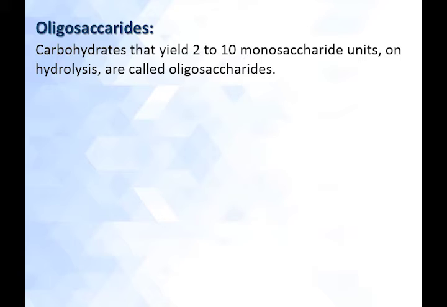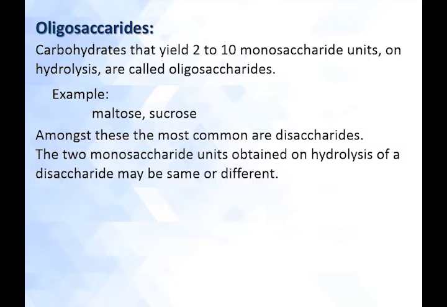Oligosaccharides. Carbohydrates that yield 2 to 10 monosaccharide units on hydrolysis are called oligosaccharides. Example, maltose and sucrose. Among these, the most common are disaccharides. The two monosaccharide units obtained on hydrolysis of disaccharides may be same or different.